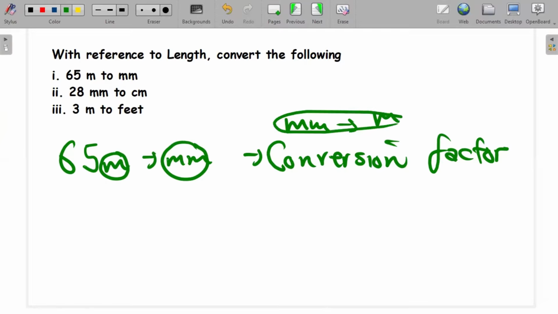So we just apply conversion factors when converting from one unit of measurement to another. So from here, who can tell us the conversion factor? 65 meters. I'm going to multiply this with a ratio that is going to be equal to 1 between these two units that we have here. Who can tell us the conversion factor between these two? 100. Sorry.